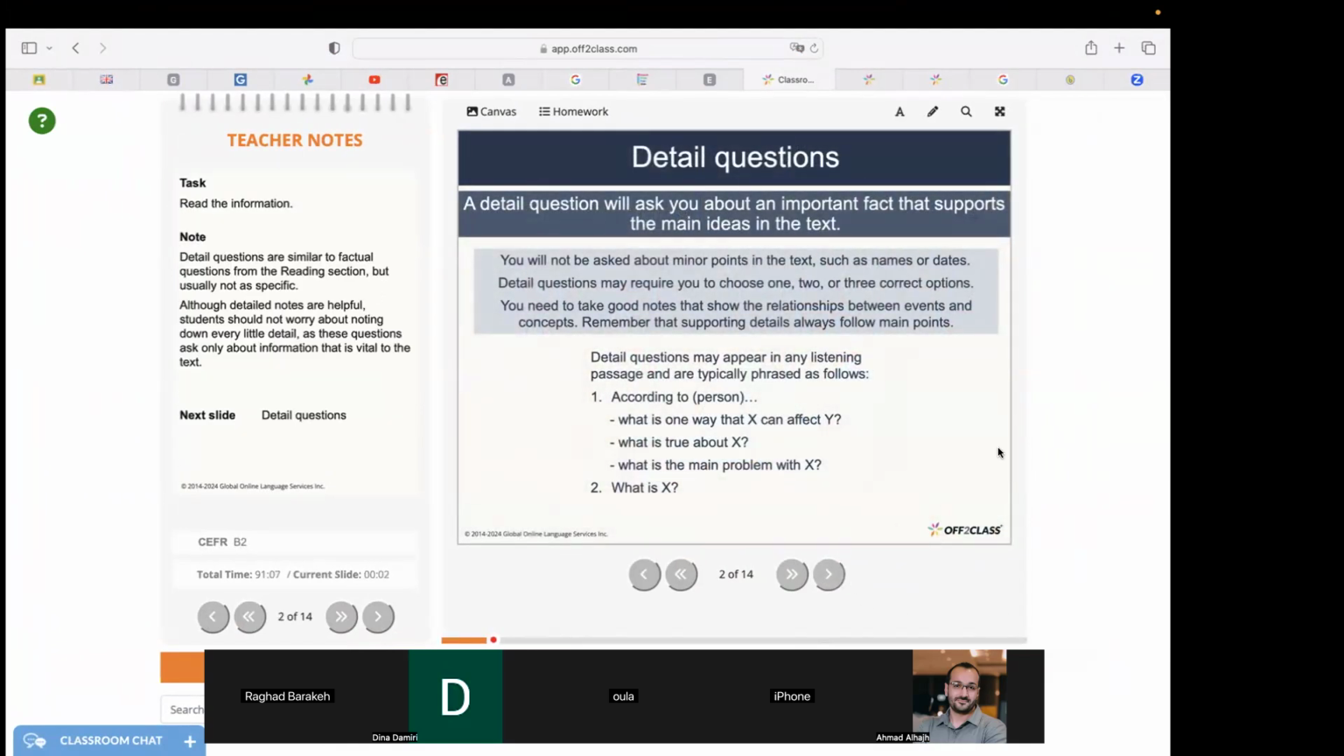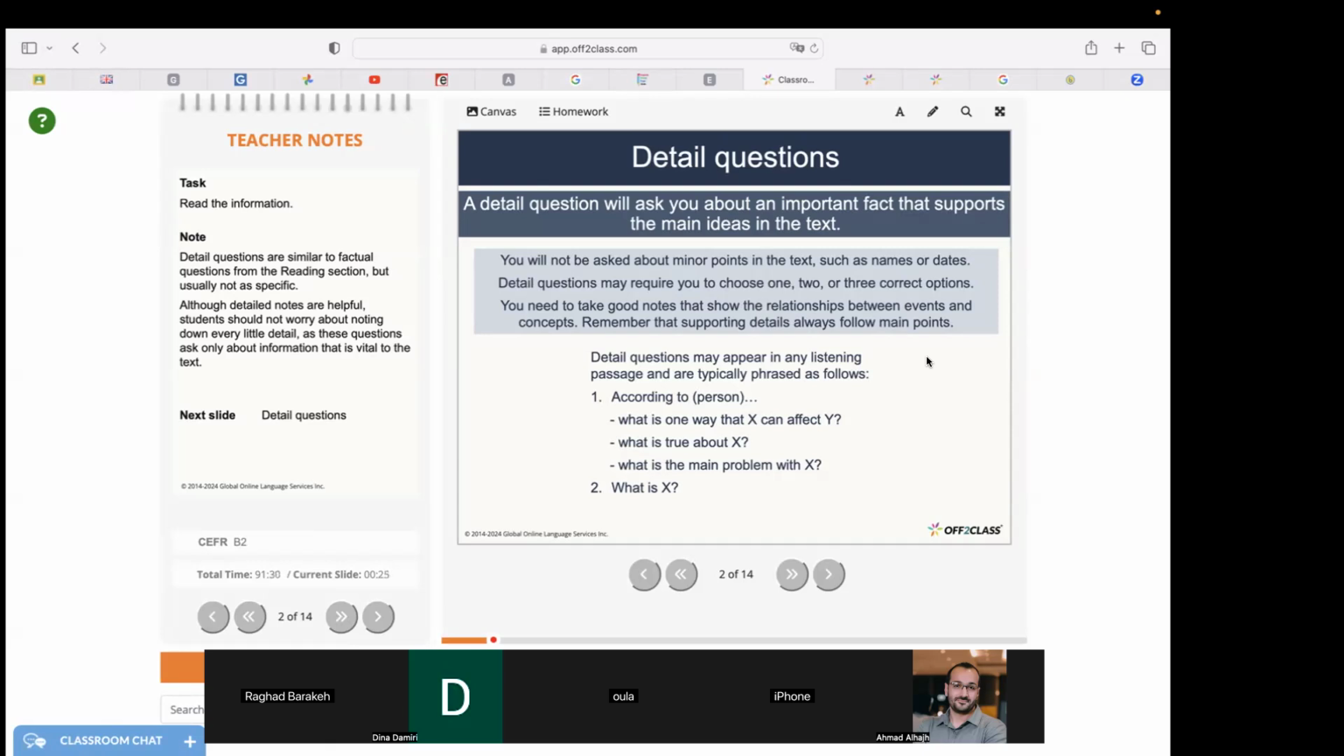A detailed question will ask you about an important fact that supports the main ideas in the text. So always take it as a rule: when they ask you about detailed questions, it's most likely and often related to the main idea. Remember that lesson, when we learned how to find the main idea.